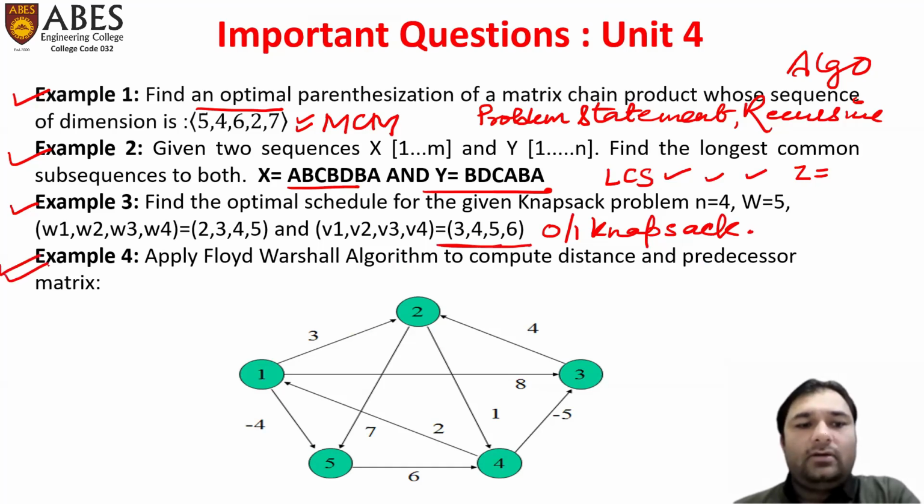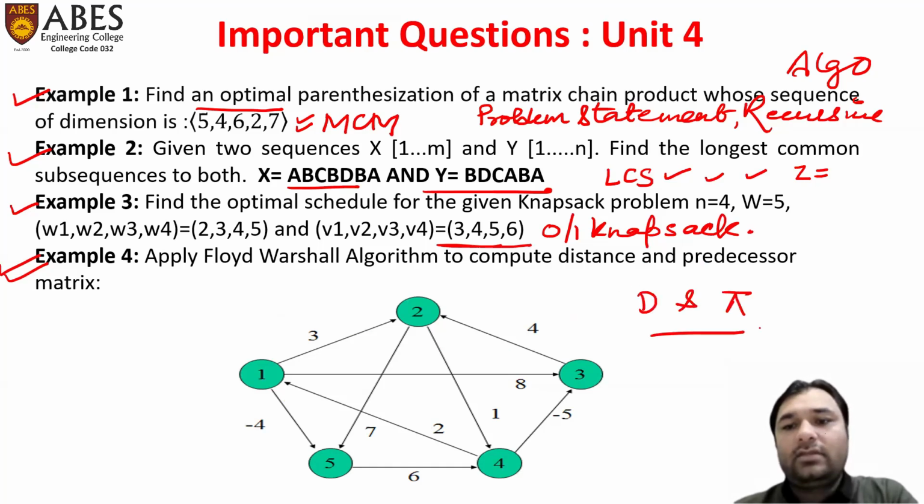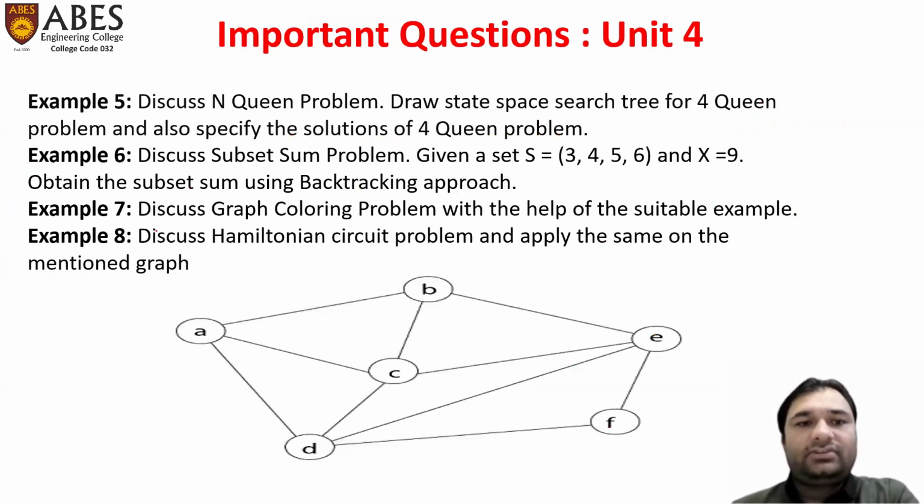Next is the Floyd-Warshall algorithm, that is all-pair shortest path. This is one of the most important topics and will mostly be asked in the university examination. We simply return the D or pi matrix for the same. I have discussed the solution of this problem while discussing Floyd-Warshall.